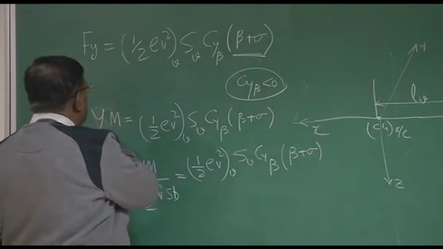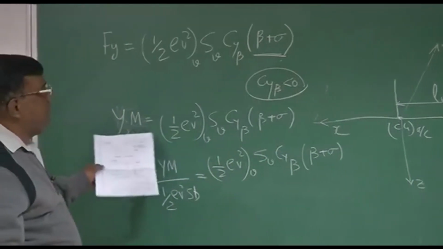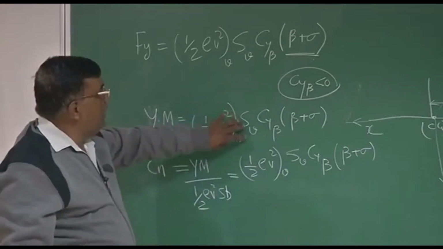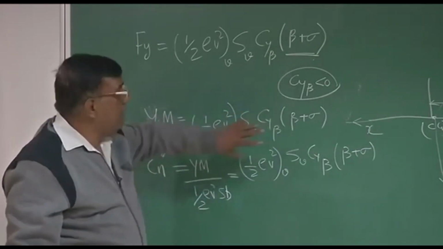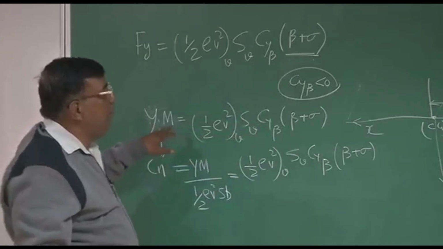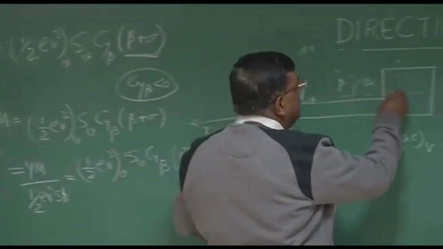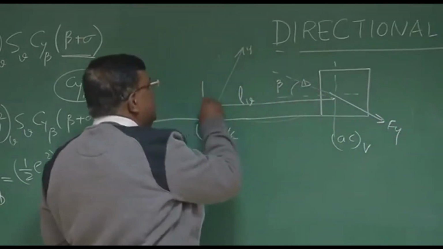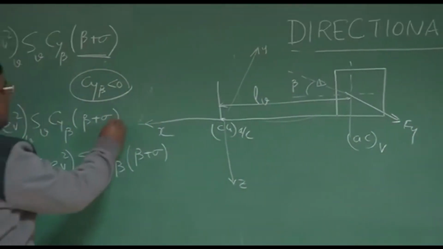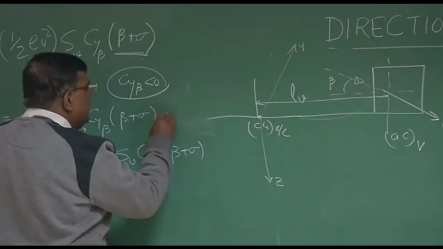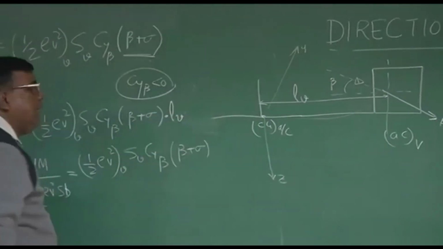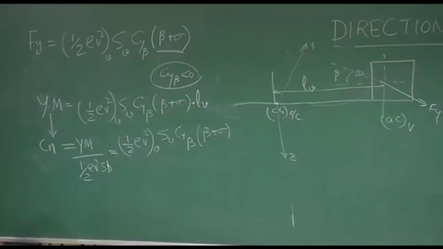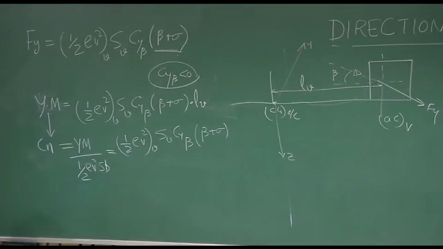Before I write the yawing moment expression, don't you think there is a mistake? Half rho v square S Cy beta into beta is the force. But I am talking about the yawing moment. So the moment would be what? This is the force Fy into Lv. This distance Lv should come. So this term was wrongly written, so we correct it and write Lv. Lv is the vertical tail moment arm. Okay. Now I am correct.